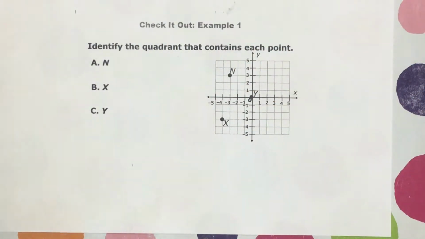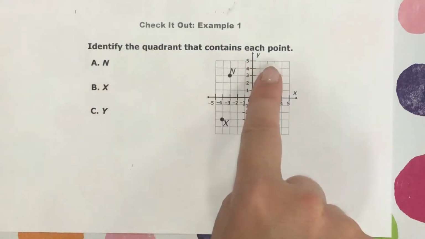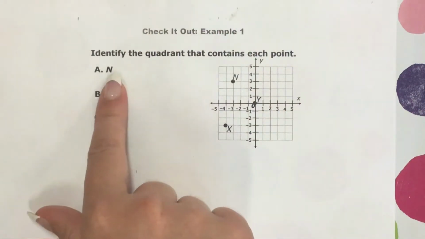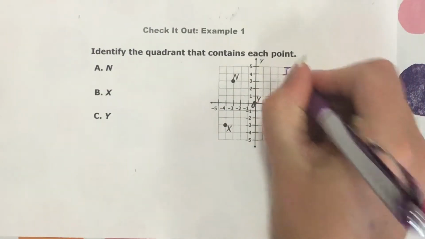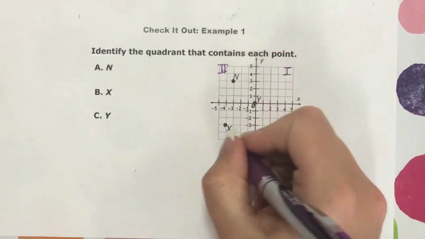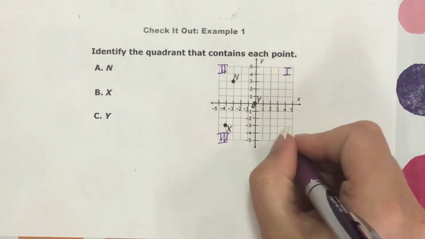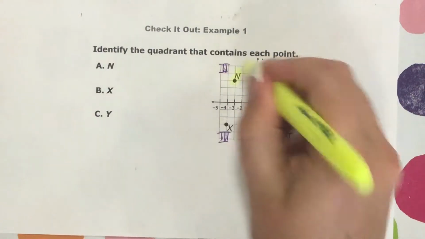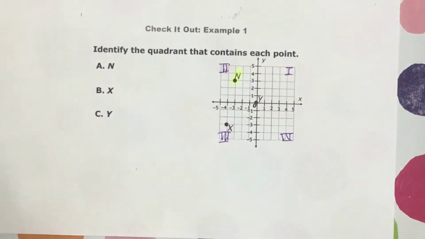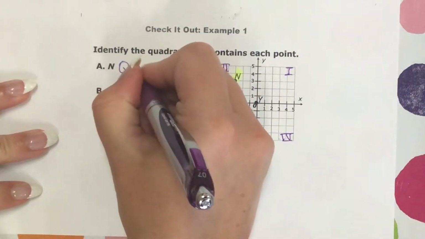Okay, we're back. Let's identify the quadrants that contain each point. So we have A, N, and I'm just going to write the quadrant. This is quadrant 1, 2, 3, and 4. N is right here, and that is in quadrant 2. So if you put quadrant 2, great job.